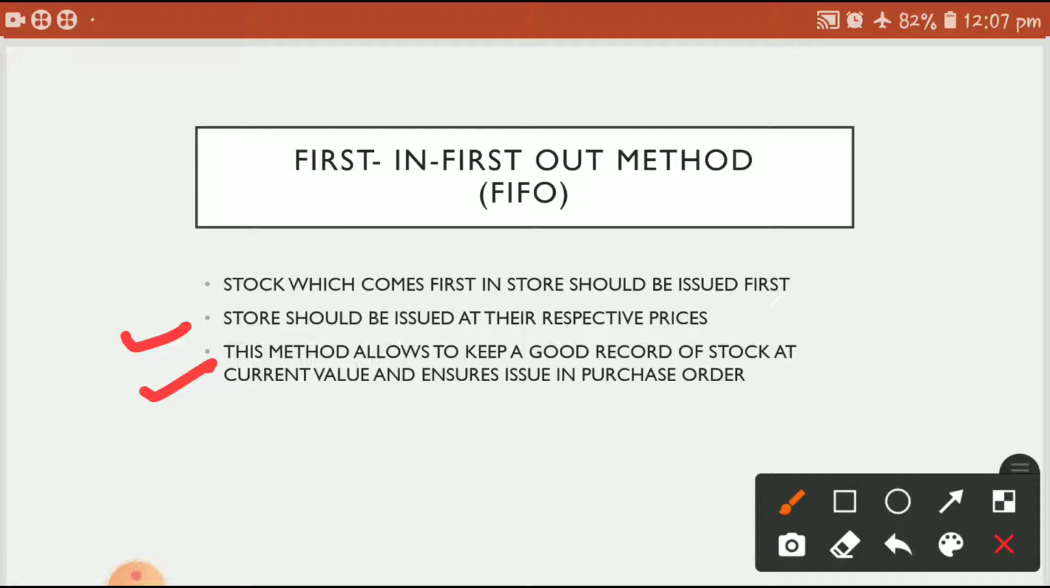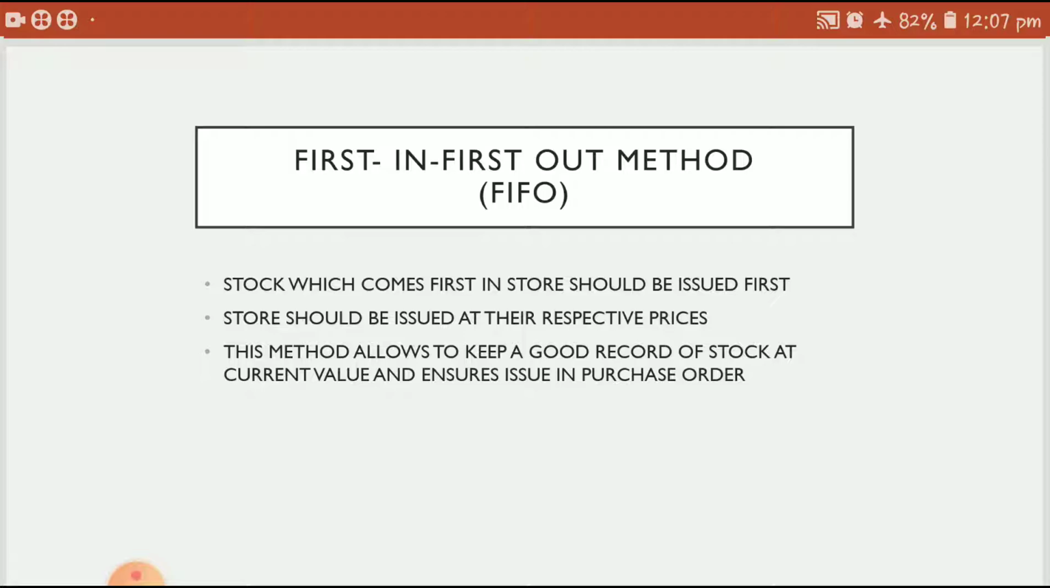And this third point, this method allows keeping a good record of stock at current value and ensures issues in purchase order. That means why the first in first out method is used. This is used because it allows the storekeeper to make a record and keep entries in the way of arriving stock, like when they come first, it should be entered in books, and when they are issued, the same should be recorded at the time of issue. It ensures issue in purchase order, meaning as and when they were purchased, they are issued first.